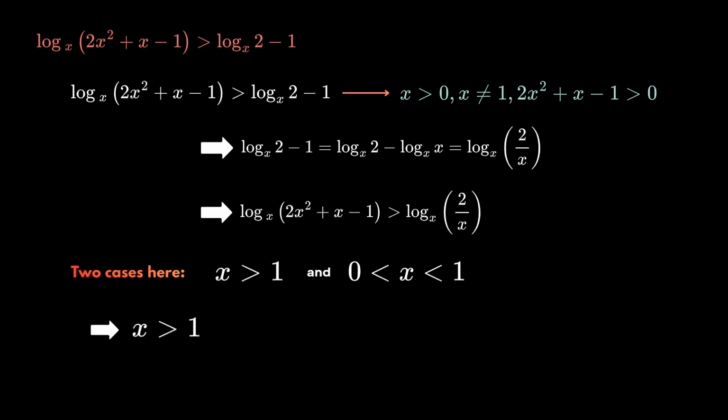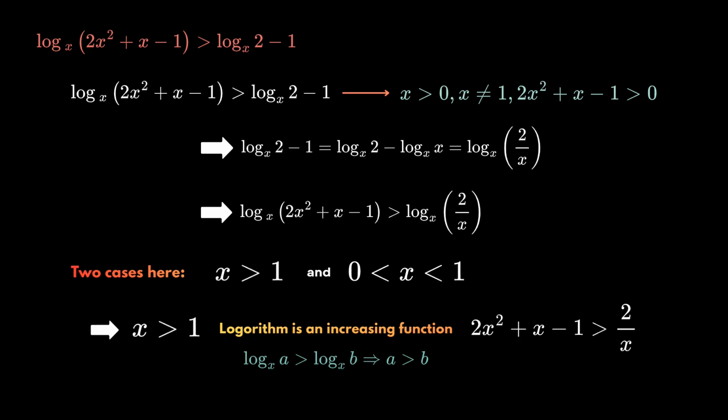When x is greater than 1, our logarithm function is always increasing. What that means is that when we have, for example, the logarithm of a with base x greater than the logarithm of b with base x, because the bases are the same, we can simply say that a is greater than b.